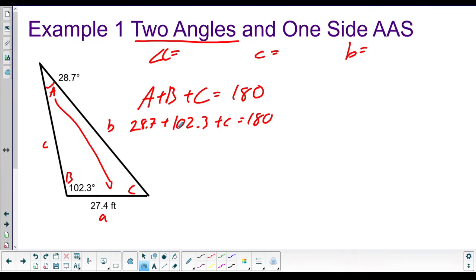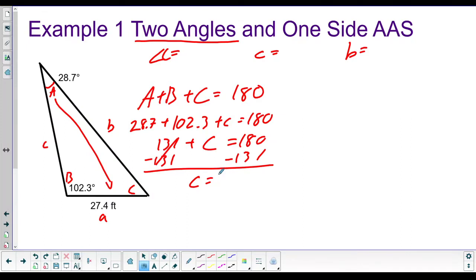28.7 plus 102.3 is, what is that? 131. 131 plus C equals 180. Subtract 131 from 180. These cancel. C equals 49 degrees. Okay, cool. So now we have all three angles.